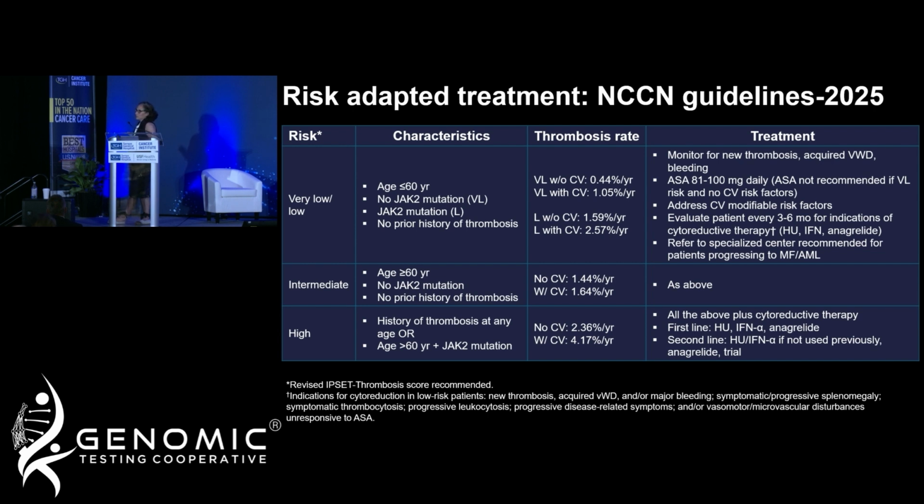Right now, that's not really something that we incorporate very well, even though we have 4 different risk stratifications for ET and only 2 for PV, which is always something that I find interesting.